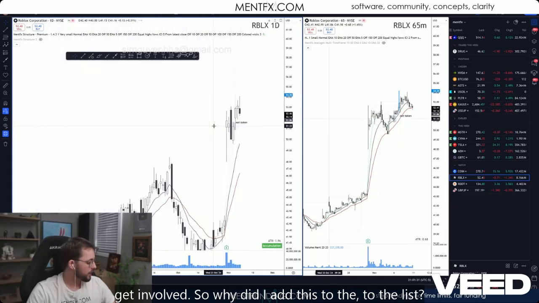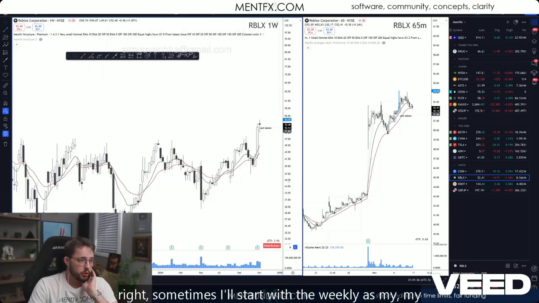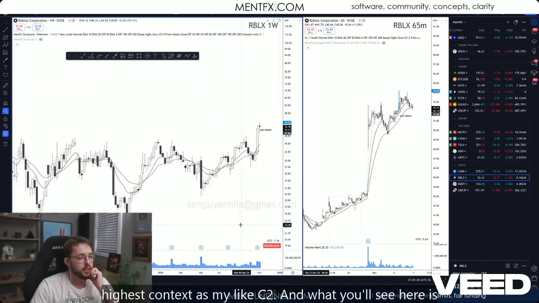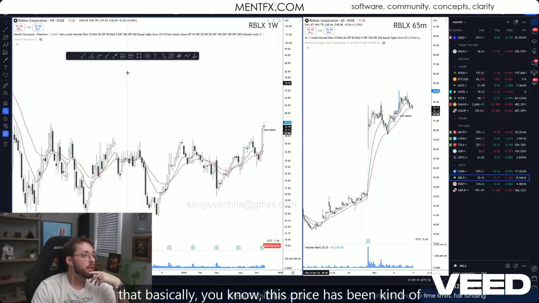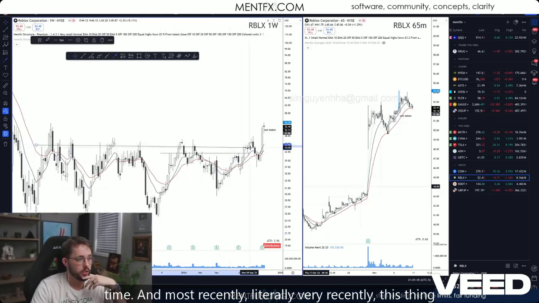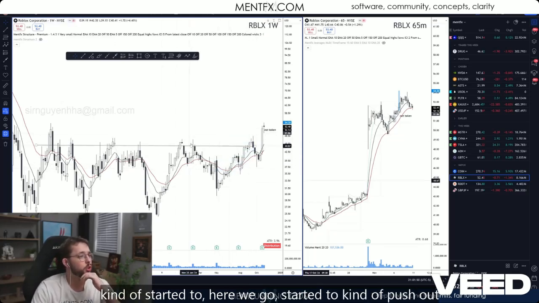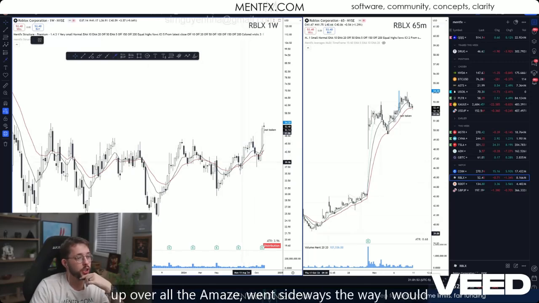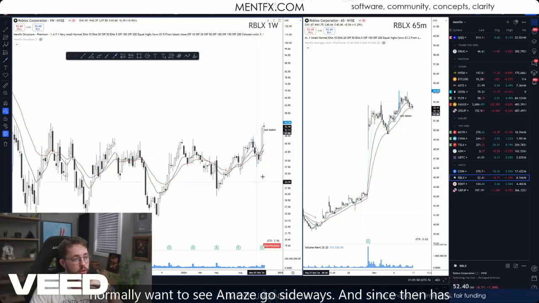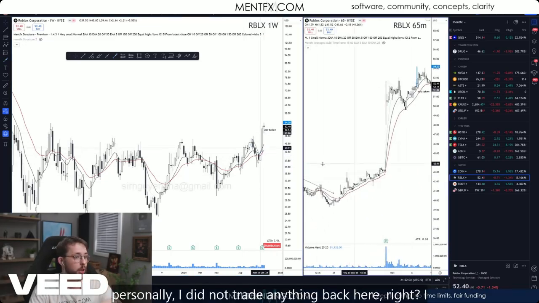So why did I add this to the list? What's going on? If I start with the weekly, sometimes I'll start with the weekly as my highest context, as my C2. What you'll see here is that this price has been sideways for a very, very long time. Most recently, this thing started to push up over all the MAs, went sideways the way I would normally want to see MAs go sideways, and since then has actually catapulted out of here.